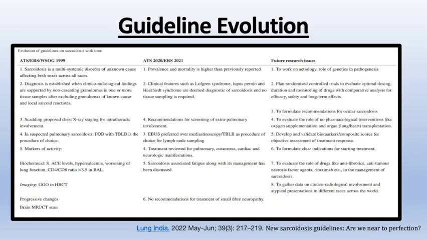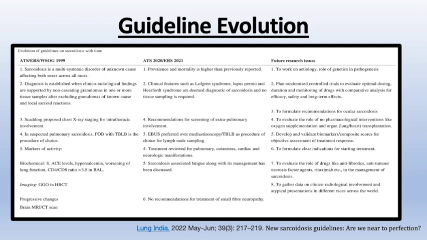The guidelines for sarcoidosis treatment detection have evolved. In 1999, the World Association of Sarcoidosis and Other Granulomatous Diseases, WASOG, along with ATS and ERS gave a guideline in which they talked about the staging of sarcoidosis, the Scadding staging. They talked about clinical radiological findings and non-caseating granulomas in biopsies as diagnostic of sarcoid. They talked about markers of activity, the ACE levels, hypercalcemia, and the BAL CD4-CD8 ratio, imaging, and the changes in sarcoid.